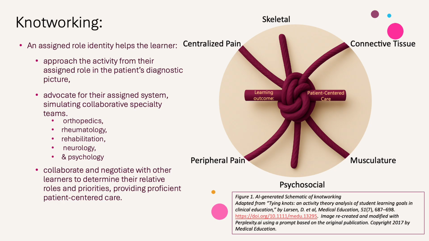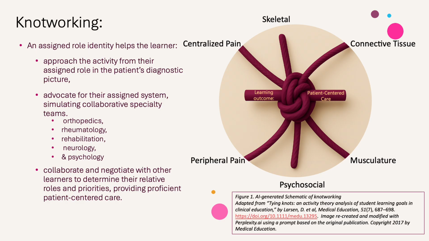And here we come to the learning activity, which is based in a process called knotworking, where the learners are assigned a role identity that allows them to approach the activity from their assigned role in the patient diagnostic picture so that they have limited content to be responsible for, thereby reducing their cognitive load. Their role or their aim will be to advocate for their assigned system within the collaborative care discussion, simulating a collaborative specialty team discussion.